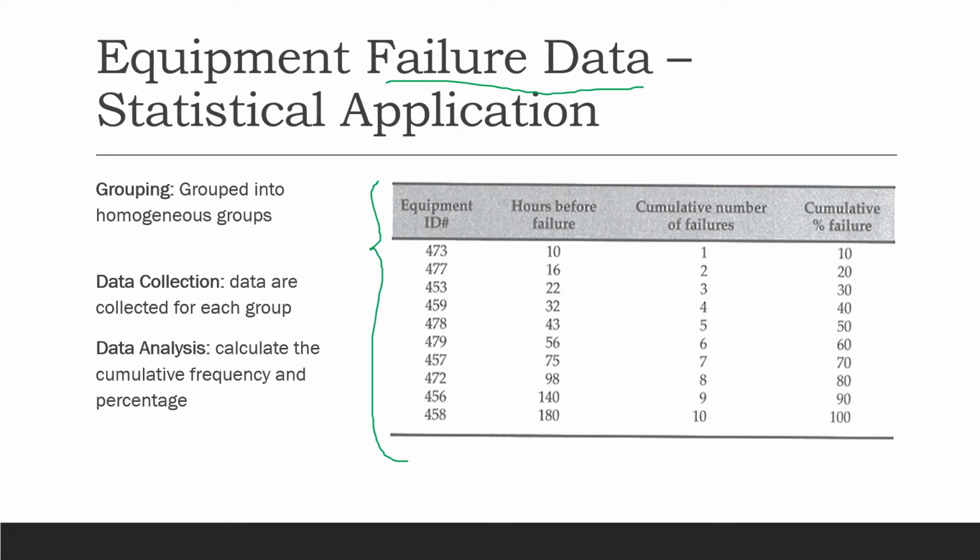First, I can see the hours going up according to this ID. I can see the cumulative number of failures going up according to this equipment ID. And I can see the percentages going up according to that ID. That's what's important for data organization, grouping, and collection, so that you can analyze very clearly. So calculate the cumulative frequency, and then we get the percentage. Frequency is nothing but how many times this thing happened. Percentage is the percentage of times those things happen, so you can predict.